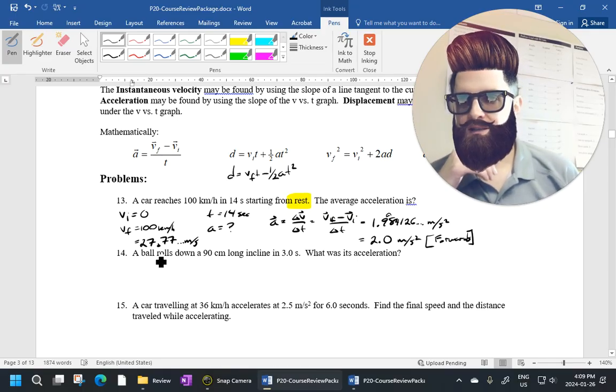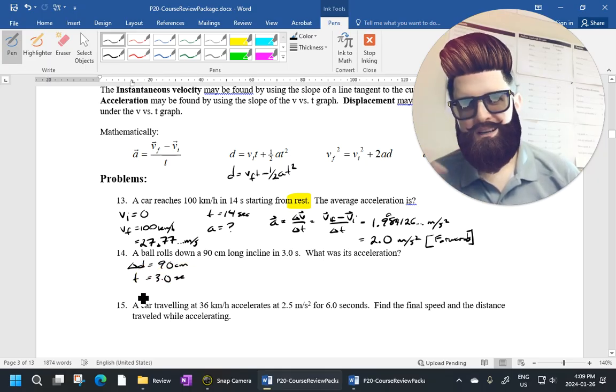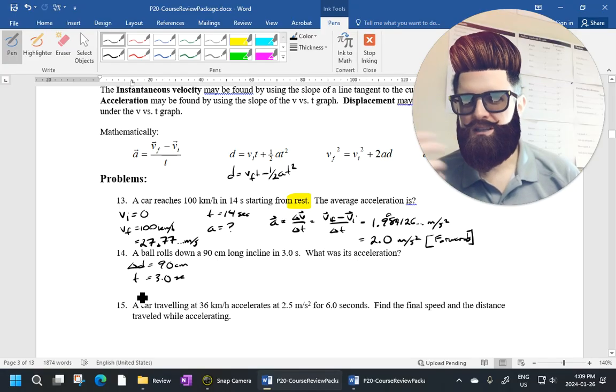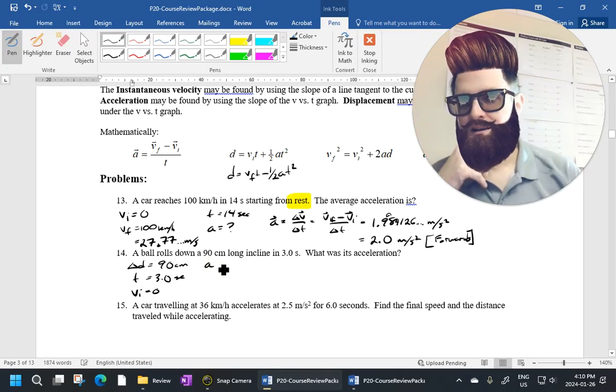Ball rolls. Okay, so rolls down a 90 centimeter incline. It took 3 seconds to do that. We've got to make an assumption here. Let's make an assumption that the VI is equal to 0. I know it'd be nice if it said a ball starting at rest rolls down an incline. What's the acceleration? But that's what you're going to have to do here. We're just trying to find A now.